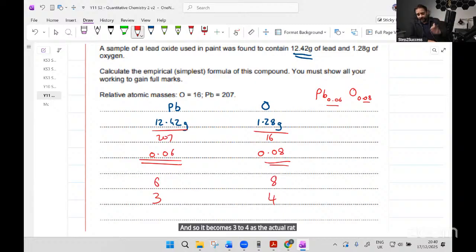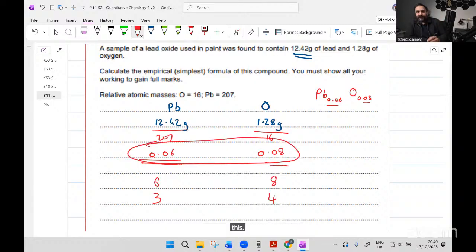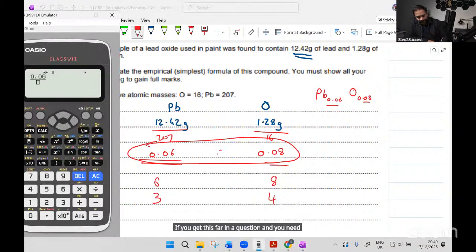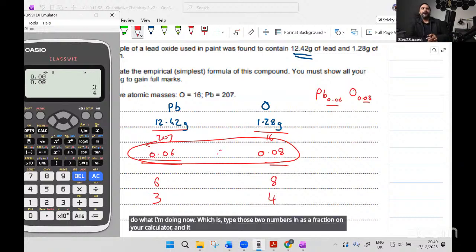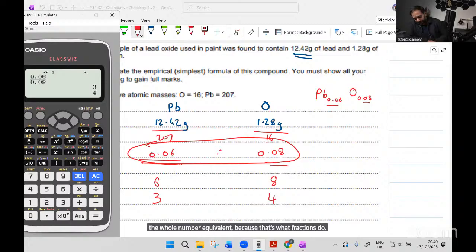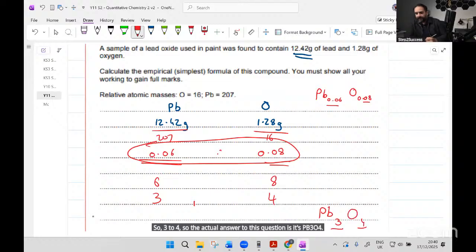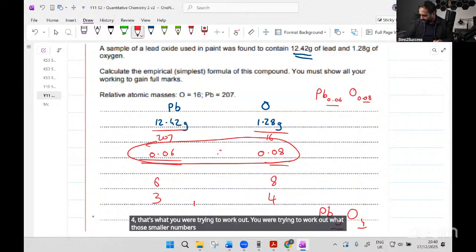So you want this to be changed into a whole number. It's like simplifying a fraction. And if in doubt, if you get this far in a question and you need to figure out what to do, what I'm doing now is typing those two numbers in as a fraction on your calculator, and it will simplify it to the whole number equivalent, because that's what fractions do. So 3 to 4. So the actual answer to this question is PB304. That's what you were trying to work out. You were trying to work out what those smaller numbers actually are in this situation.